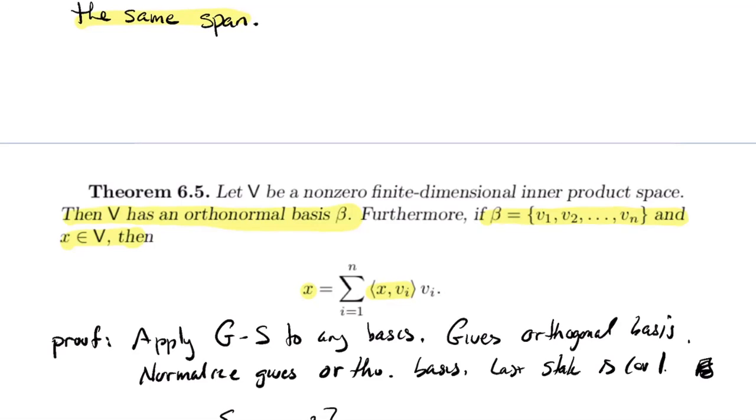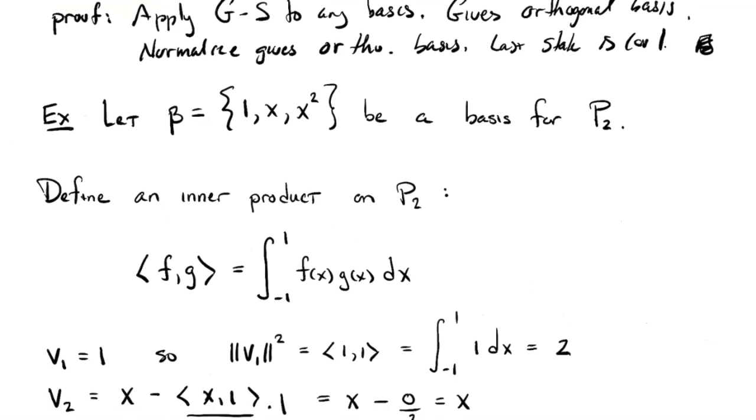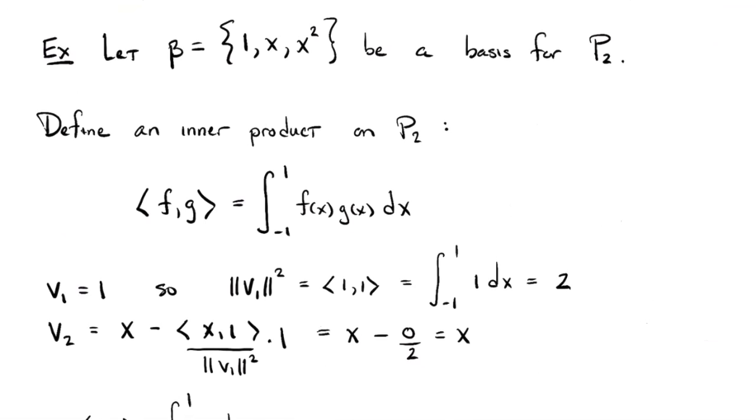Nice. Let's look at an example. Let's take this basis beta over the degree 2 or less polynomial space, P2, over the real field. I'm not going to prove it's an inner product right here, but you can stop the video and try to prove that this is an inner product. I'm going to define an inner product by saying the inner product of two polynomials is the integral from -1 to 1 of their product.